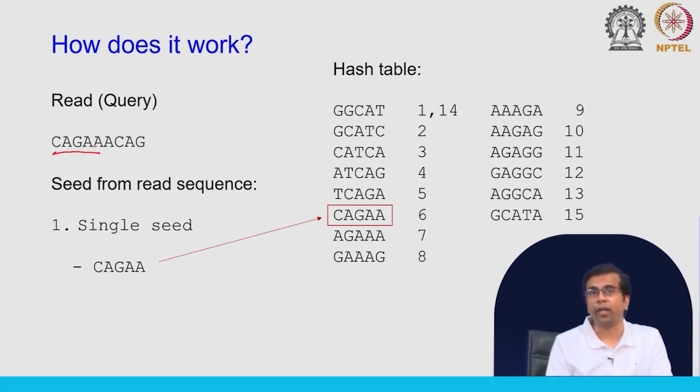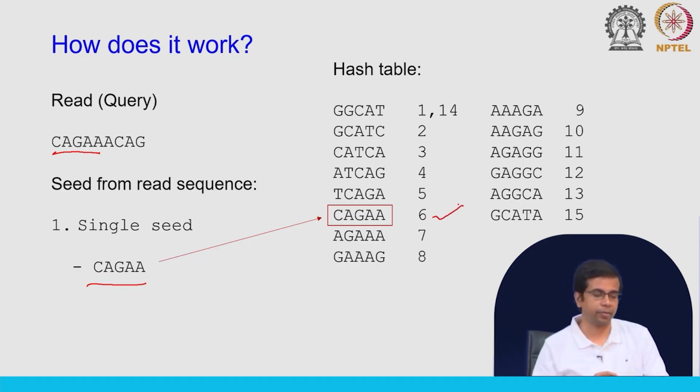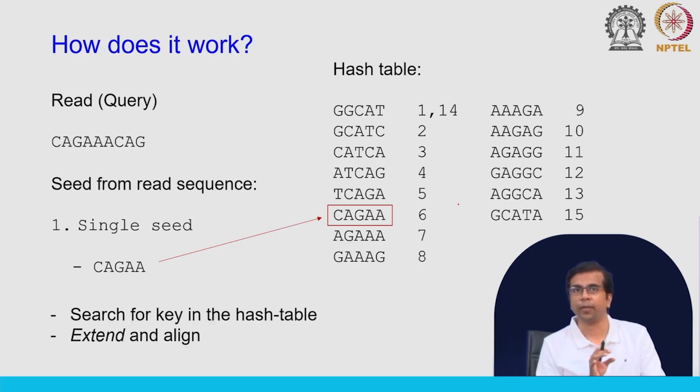So, CAGA, we have generated this seed, it is here, a single seed, and we then look for this seed in the hash table, and here it is. We have this CAGA, and we get the value, which is 6. So, in the 6th position of the reference sequence, we have this seed present. What it means is that this read starts at the 6th position. That information is now available to us after we have managed to search this seed in the hash table.